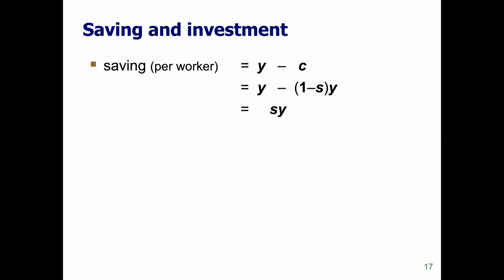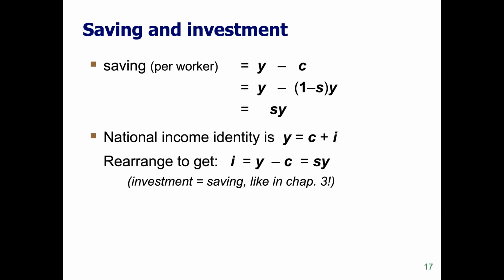And you can see how the algebra goes, but it would be surprising if the saving weren't the saving rate times the output per worker. The national income identity is output per worker equals consumption per worker plus investment per worker. If we rearrange that, we find that investment is equal to output per worker minus consumption per worker. That is equal to the saving rate times output per worker. And so investment equals saving.